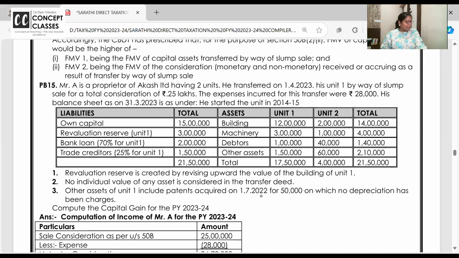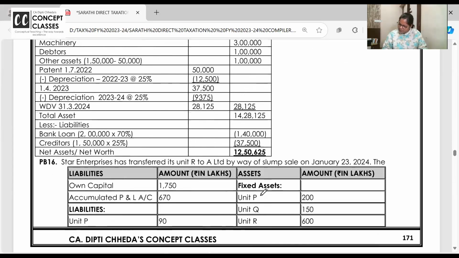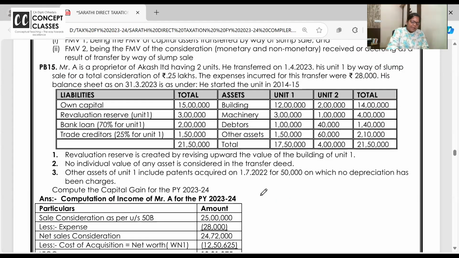Let us read problem number 15. It's a nice one. Repeatedly the same kind of questions are asked. A is the proprietor of Akash Limited having 2 units, and he transferred on 1st April his unit 1 by way of slump sale, for a consideration of 25 lakhs. So unit 1 is going bye-bye. His balance sheet is given. Unit 2, nothing you have to do.